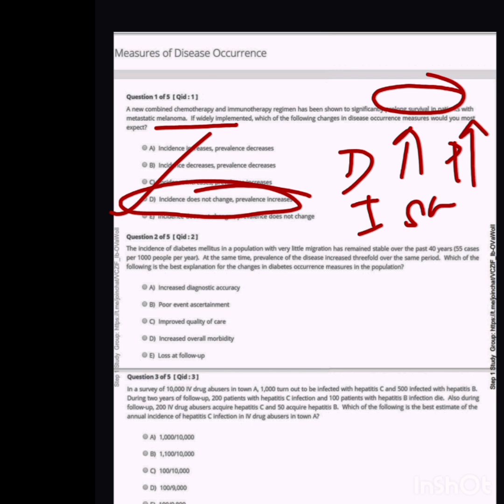Once more I will repeat. In this question, chemotherapy and immunotherapy increase the survival, that means prolong the survival. If it prolongs the survival, duration increases. If duration increases, according to the formula P is equal to I into D, prevalence also increases. That means prevalence is directly proportional to duration. Incidence remains the same. So in this question, D is the right answer. Okay, pakka? You all understood, right? Then let's go to the next question.